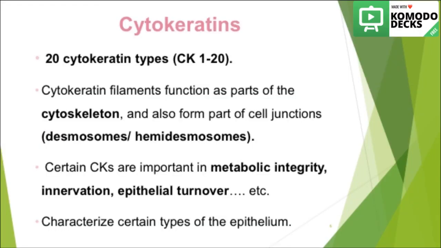Cytokeratin proteins are a family of 20 types. These filaments function as part of the cytoskeleton, and also they form the cell junctions, notably the desmosomes or the hemidesmosomes. The special cytokeratins are important in maintaining the metabolic integrity, the innervation, or the epithelial turnover rate. Each type of epithelium is characterized by a certain group of cytokeratins.